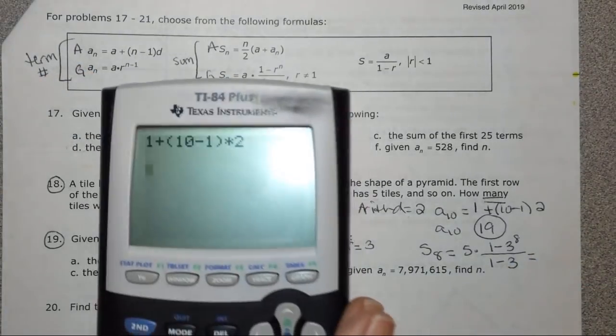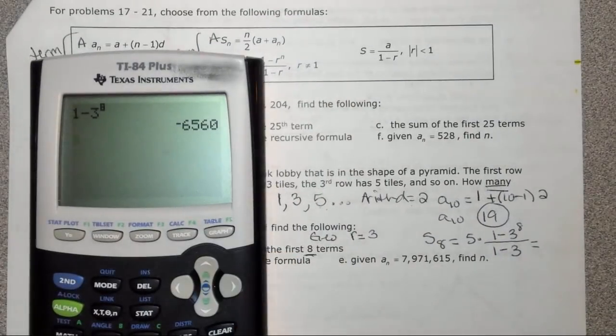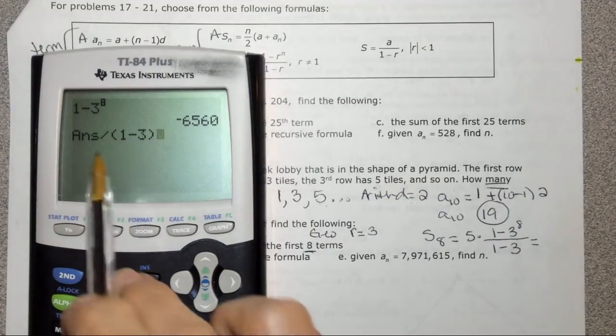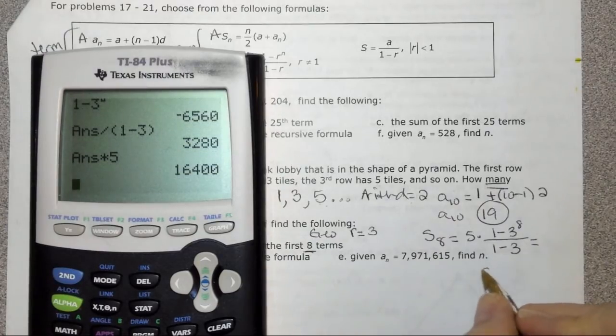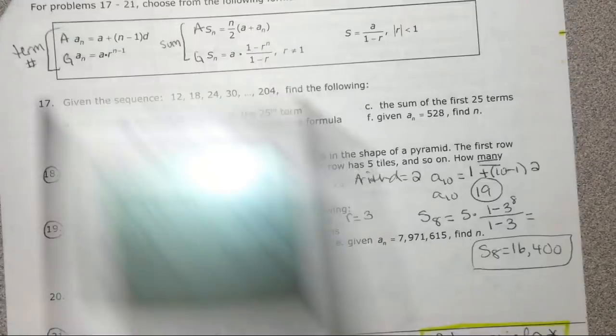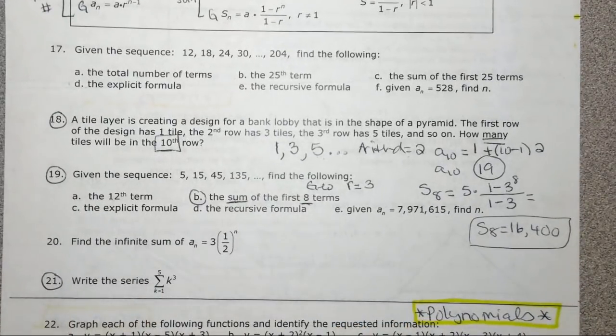And I like to type this in a couple steps. So I'm going to type in the top first, 1 minus 3 to the 8th. And don't worry that it's a negative right now. Divided by 1 minus 3. Notice I put it in parentheses. And then I have to take that answer and multiply it by 5. So we find out that the total sum of the first 8 terms is 16,400.